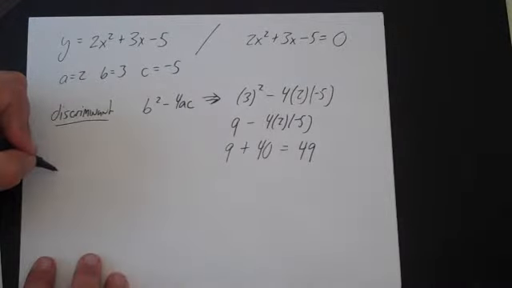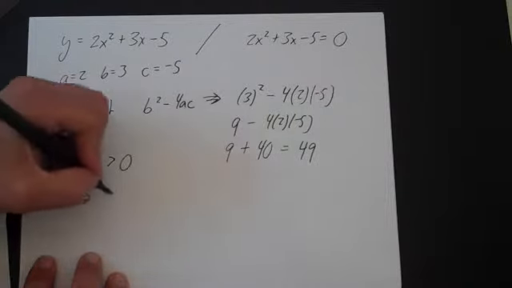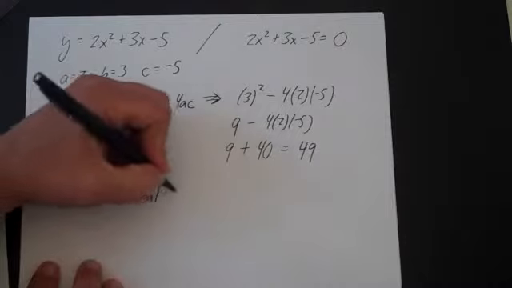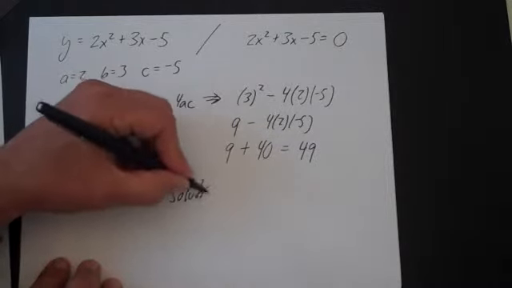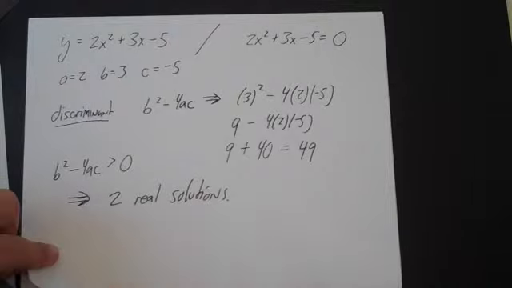Since the discriminant is positive, if b squared minus 4ac is positive, that means there's going to be two real solutions. And that's how you use the discriminant. Let's look at another example. If we look at another example, let's look at 3x squared plus 2x plus 7 is equal to 0.